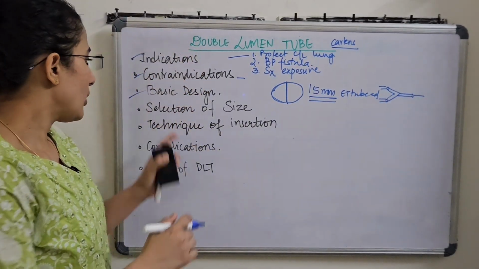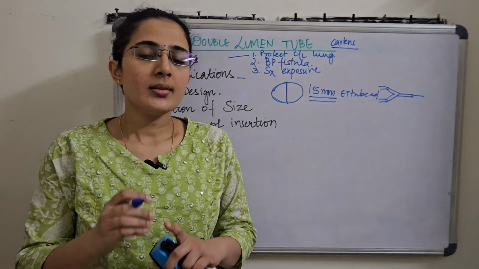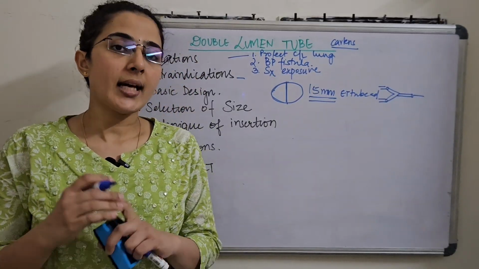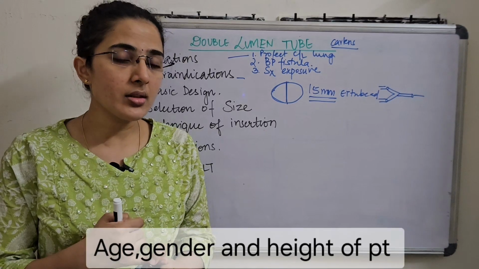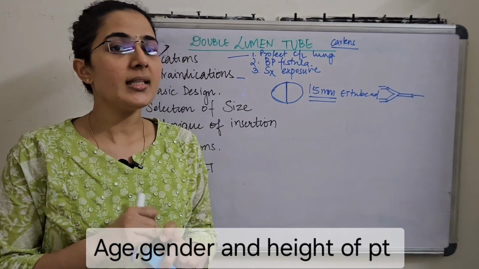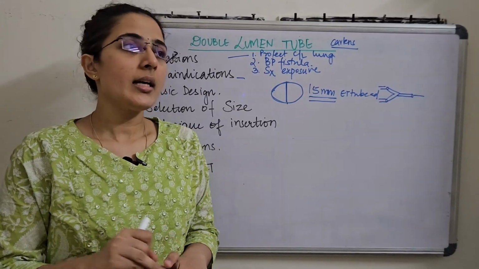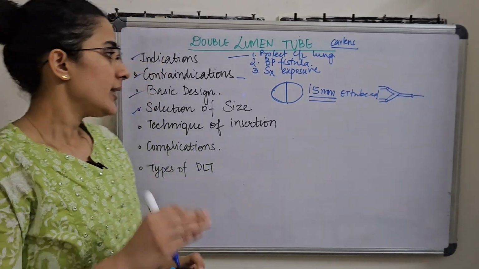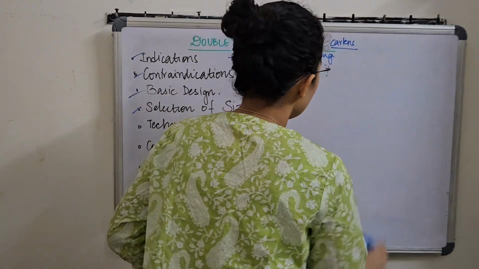Okay. Now coming to how we select the size of a double lumen tube. The sizes can be selected based on the age of the patient and the sex of the patient. Another method of selection is based on the tracheal width, which we see on an X-ray, and an advanced method is based on the CT scan.